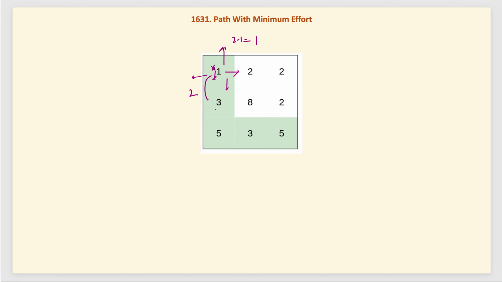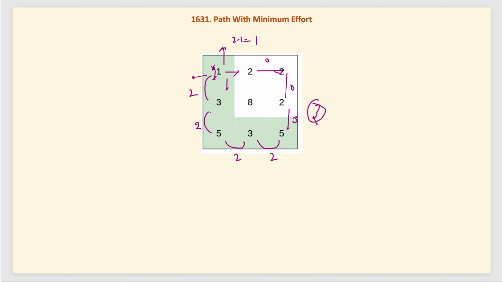Similarly, if we take this green path, then the absolute difference between each pair of consecutive cells is 2. So in this green path, everywhere we are getting 2, so the minimum effort needed is 2. Now let us take another path, going here, then here it is 0, then 0, then from here it is 3. So the maximum value of this path is 3, so the effort needed on this path is 3. There are many paths we can take in this 2D grid, so we have to find the path for which the maximum difference over all consecutive cells is minimum.